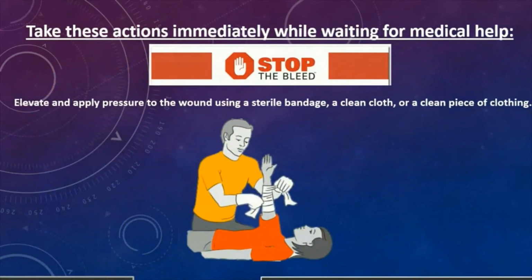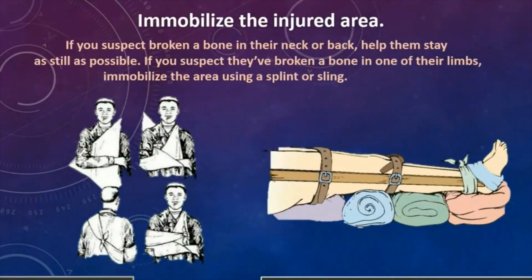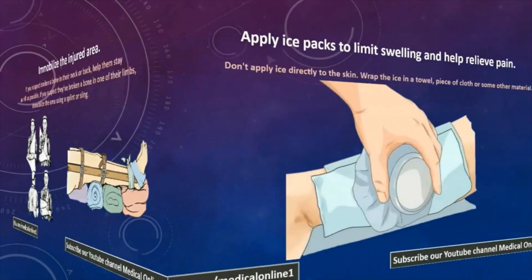Take these actions immediately while waiting for medical help. Stop the bleed. Elevate and apply pressure to the wound using a sterile bandage, clean cloth or a clean piece of clothing. Immobilize the injured area. If you suspect a broken bone in their neck or back, help them stay as still as possible. If you suspect they have broken a bone in one of their limbs, immobilize the area using a splint or sling.